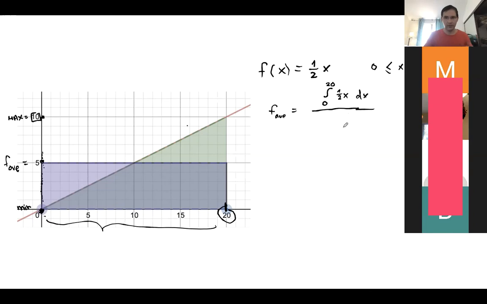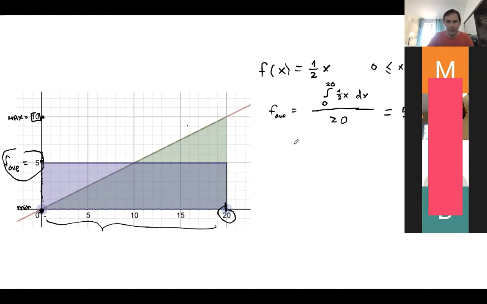Perfect. The domain of this function is 20. Okay, so this is a very simple integral. We won't be doing this, but when you compute this number, that will give you 5, and this is exactly the average value of the function. Okay, so this is the average value of the function.